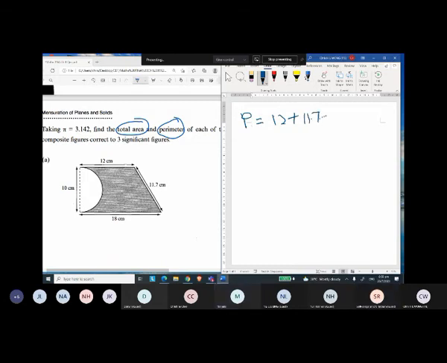12, 11.7, 18, and 10, sir. You cannot plus 10. Cannot. Oh, that one is only for the area. Oh, I'm sorry. Okay, you cannot plus 10. So what do you do? Just take only the 3 numbers? Cannot just take the 3 numbers. So what do you do?